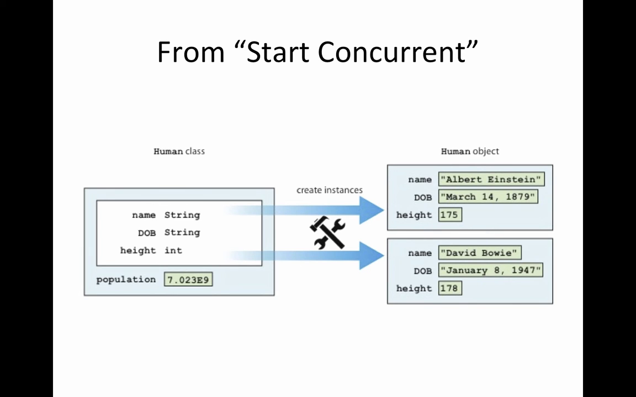However, they will not have their own copy for the static field, for the population. Each of those human objects can go and change the population value, again if it is not declared as constant, and that change will be reflected if the other human object goes and reads that value. Why? Because it is a single memory location that carries that value, and all objects can access that.